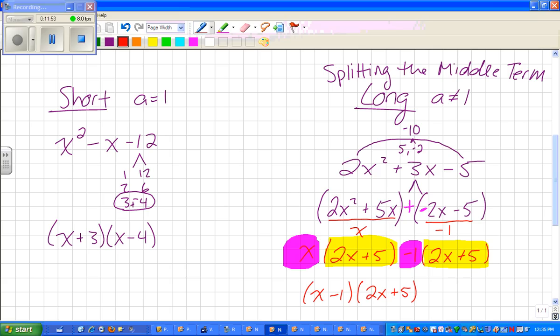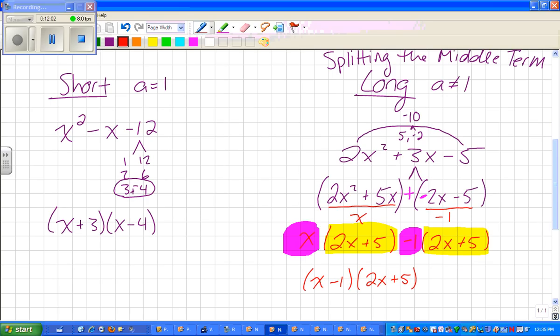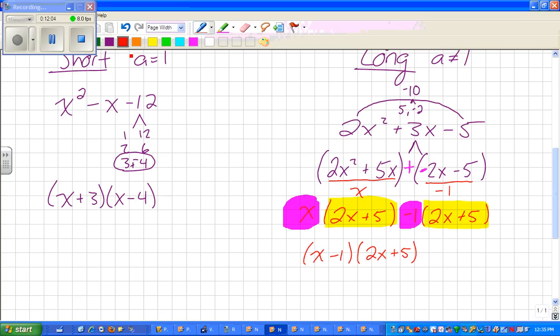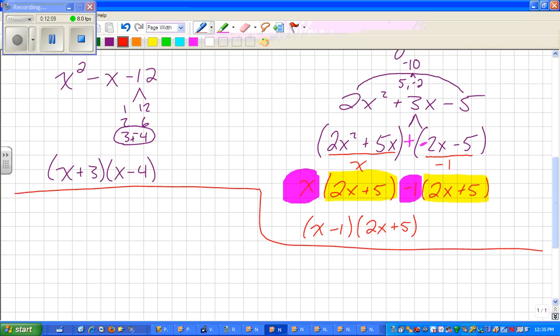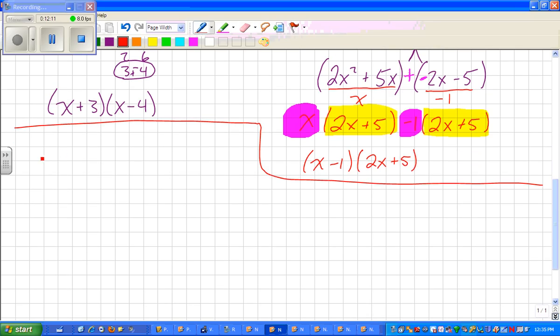Very good. Now, before we move on, I want to point out that there's sometimes where you might look at a problem and you might think it's a long method, but it's not really. So let's do one more together. Let's do it right here. Separate that out. And then this is problem number 3. Let's do 2x squared plus 2x minus 24.